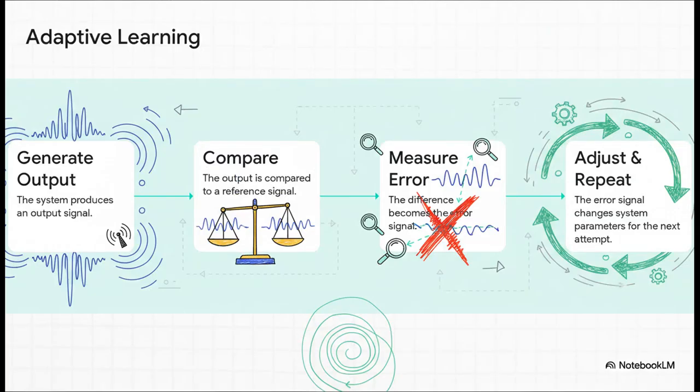We can actually break that whole loop down into 4 simple steps. 1, the system generates a signal. 2, it compares that signal to a reference of what's correct. 3, it finds the error, or the gap between them.